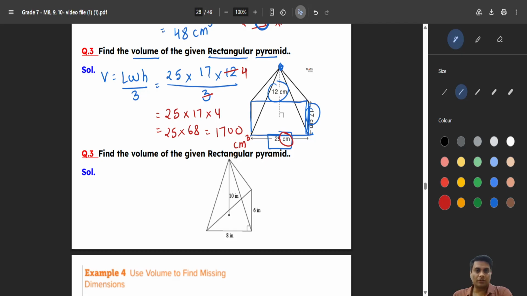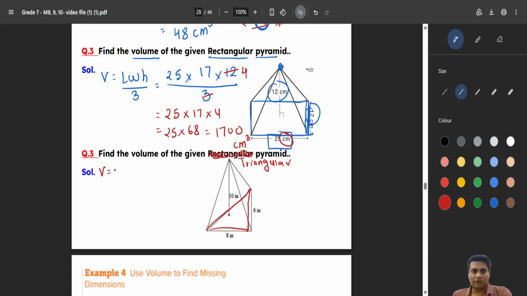Next question. Oh, there is a problem here. This is not rectangular. Which one is this? Check. The base is triangle, correct? So this is a triangular pyramid. Okay, so we have to find the volume of a triangular pyramid.